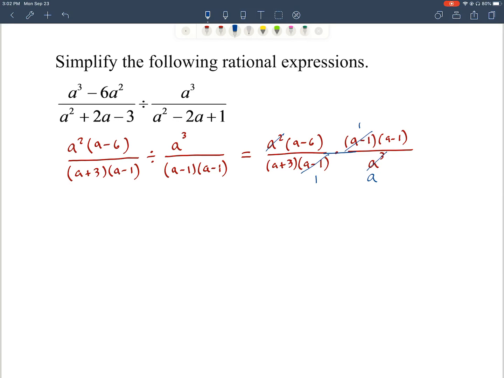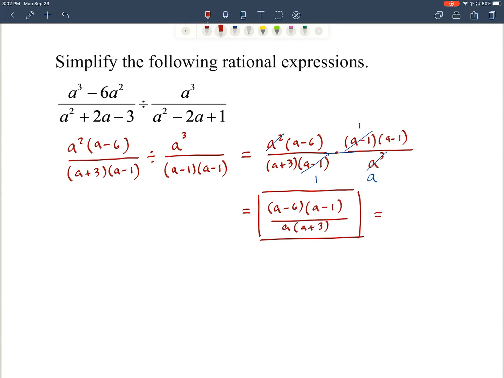So our next step here, this is really the same thing as a minus 6 times the quantity of a minus 1 over an a times the quantity of a plus 3. Since we have no more factors that appear in the numerator and the denominator, this would be it. That would be completely simplified. Well, in terms of reducing.